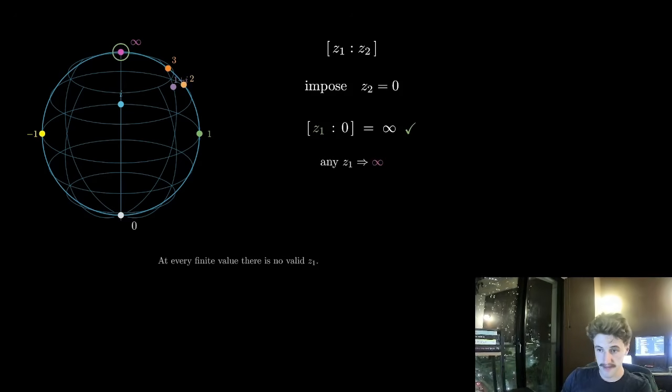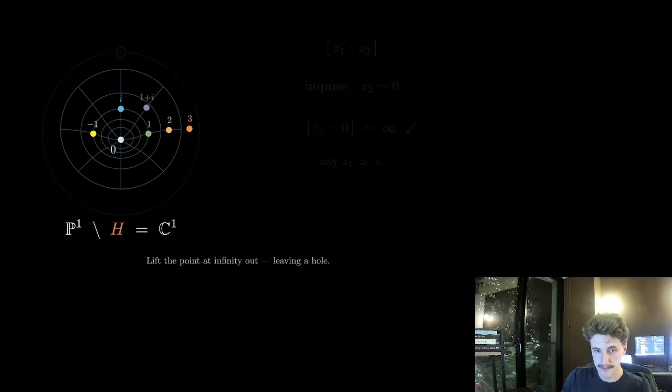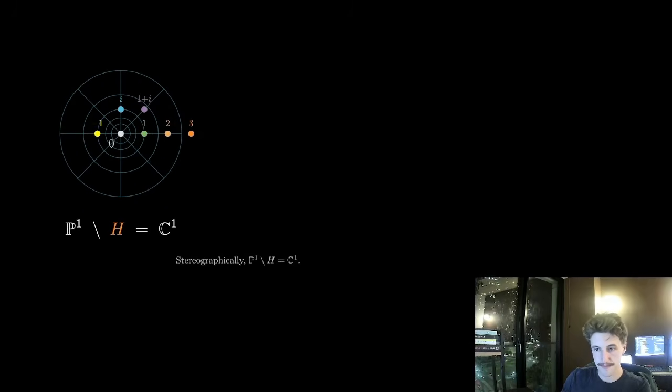So if we define the point where Z2 equals 0 as H, we can simply remove that, and if we remove that set from the projective space, that just leaves behind the complex plane. So this explains the hyperplane for P1 space, but what about P2 and P3 space?